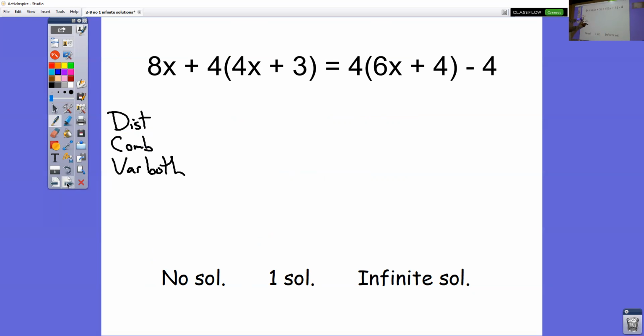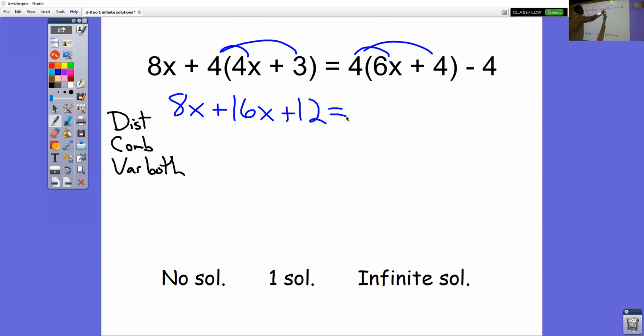So again, I want to look for a distributive property first. I definitely have distributive property here. I'm going to bring down my 8x. 4 times 4x is 16x. 4 times 3 is 12. 4 times 6x is 24x. 4 times 4 is 16. I'm going to bring down my minus 4. So I did the distributive property.